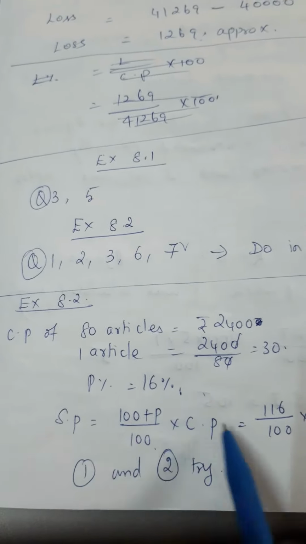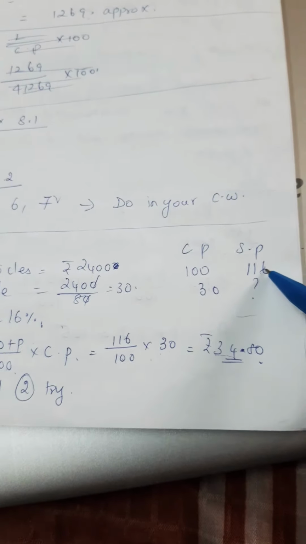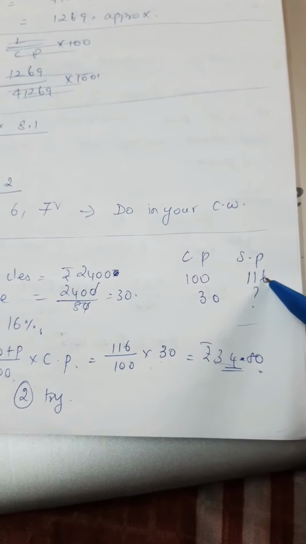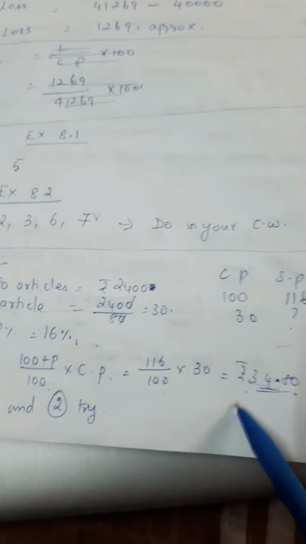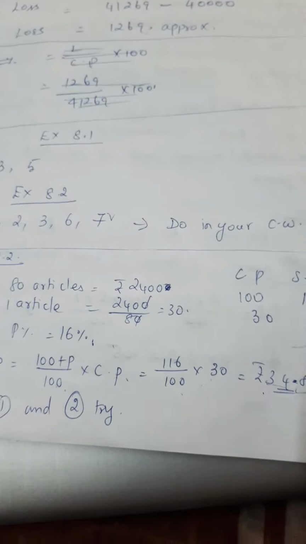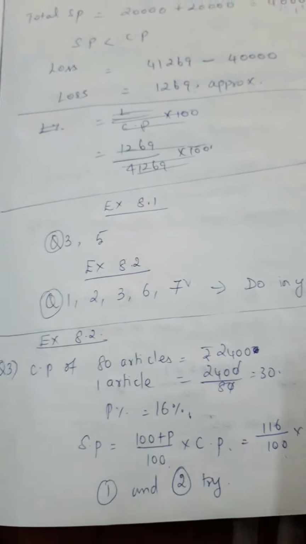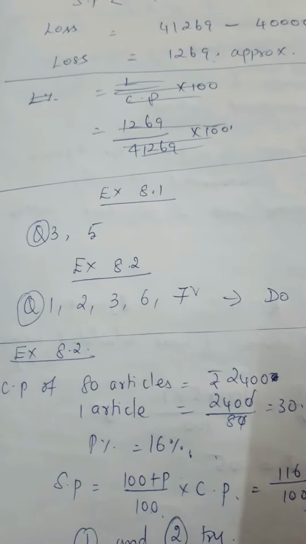This can be written in this form also. Take cost price and selling price. If cost price is 100 and profit is 16 rupees, what will be the selling price? 116. But when the cost price is 30, what will be the selling price? 30 into 116 by 100. The same answer we will get. Both ways we can do it. This is the cost price of an article. This is the third answer. Now we will come to the next part.